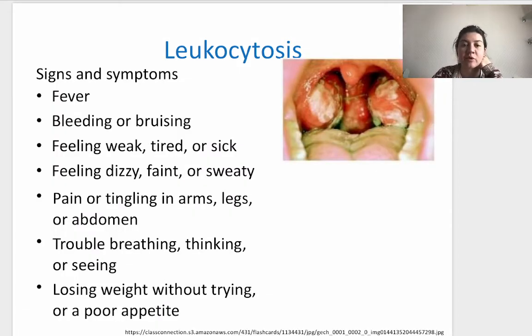Signs and symptoms of leukocytosis. First of all, most often it is fever. It can be bleeding or bruising. It is feeling weak, tired, or sick. Feeling dizzy, faint, or sweaty. Pain or tingling in arms, legs, or abdomen. Trouble breathing, thinking, or seeing. Losing weight without trying or poor appetite.